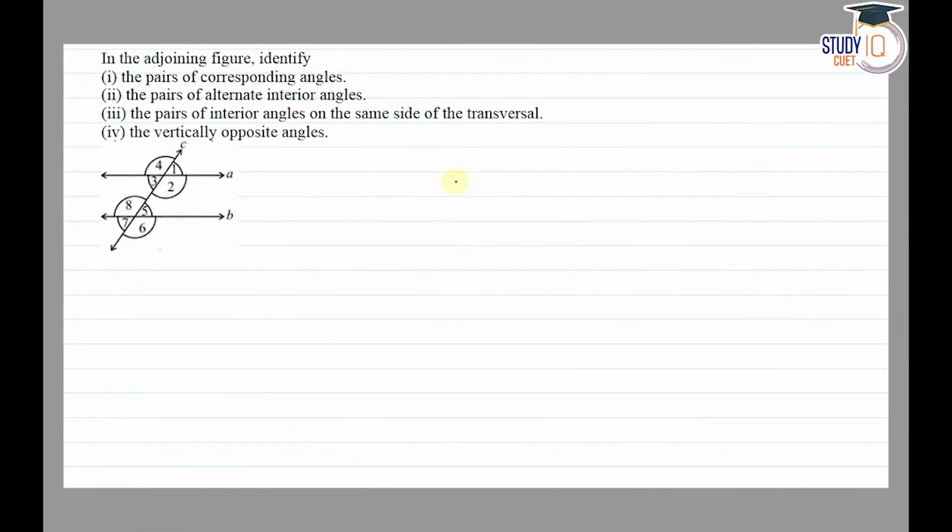Hello everyone, this question appears in class 7th NCERT chapter of lines and angles. This is second question of its exercise 5.2. So the question says that in the adjoining figure identify the pairs of corresponding angles.